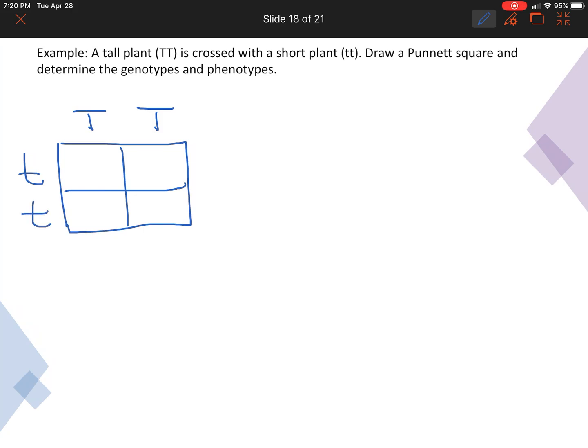Now, we know that tall is dominant to short. So the capital T is the dominant gene, and that's tall. The lowercase t is the short allele. So now we can go ahead and cross them. We've got capital T, lowercase t, capital T, lowercase t, capital T, lowercase t, capital T, lowercase t. And so now we can write our genotypes and our phenotypes.